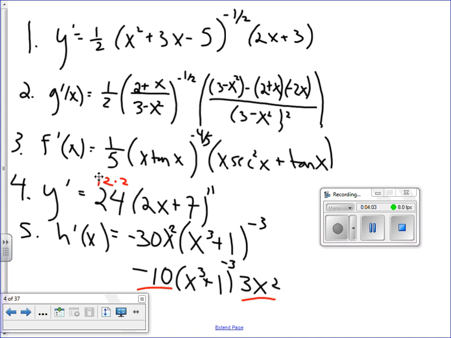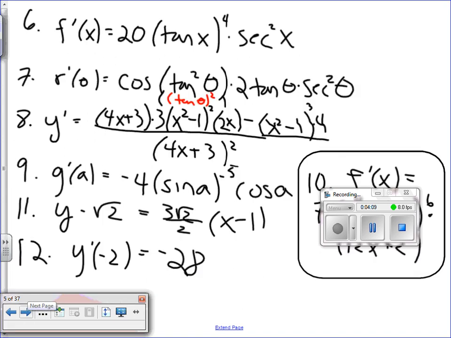Can I go on to the next page? Are we looking? Okay, 6. I don't think there's anything weird about 6. 7, you probably didn't use your parentheses. You have to rewrite that tan squared theta as tan theta squared. Because you might have forgotten a layer in 7.